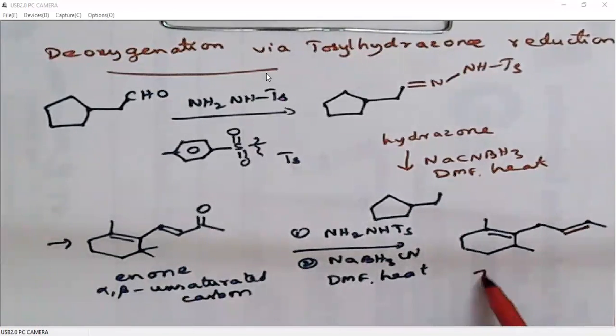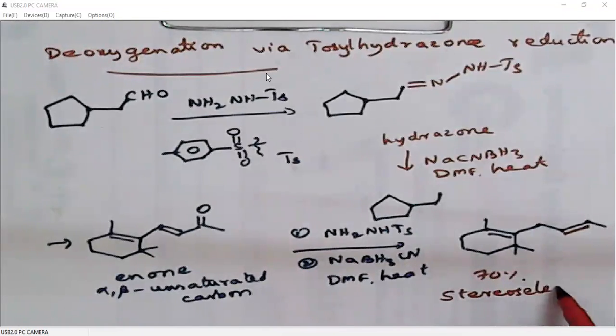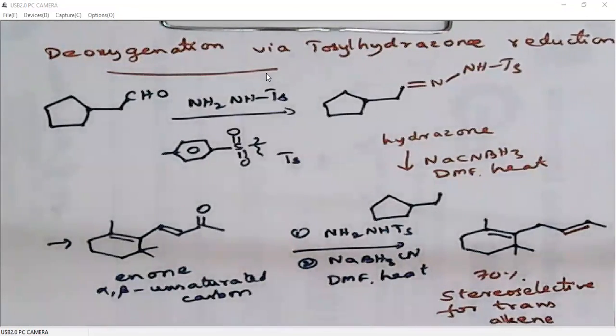Here the product yield is 70%. And what we will get is the trans alkene. So it is stereoselective for the trans alkene. When the double bond migrates, we will get purely the trans alkene.